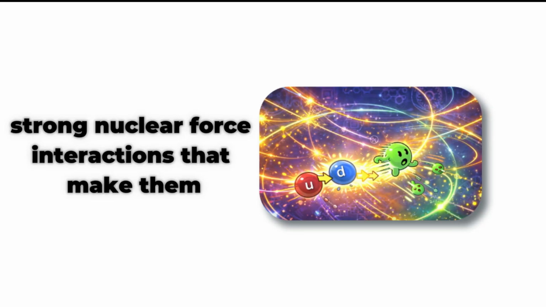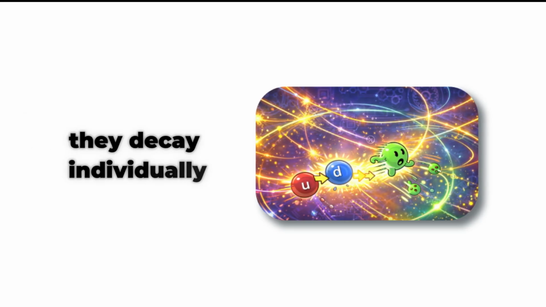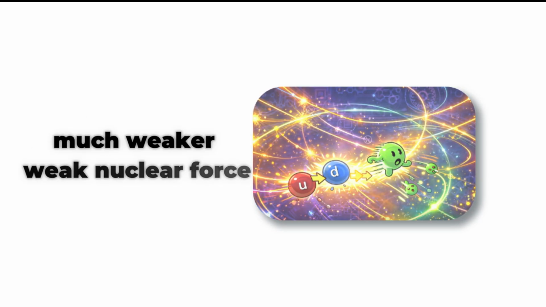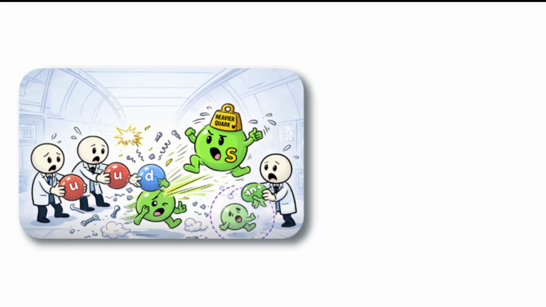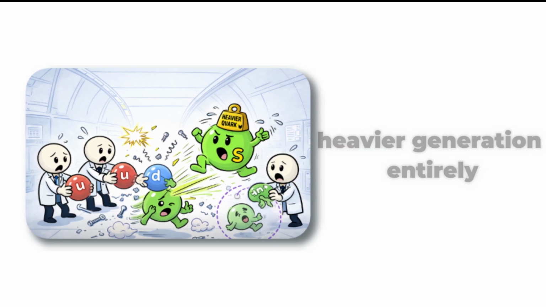The resolution was that strange quarks can only be created in pairs during the strong nuclear force interactions that make them, but they decay individually through the much weaker weak nuclear force. Strange quarks carry the same electric charge as down quarks, but they are roughly 100 times more massive, placing them in a heavier generation entirely.